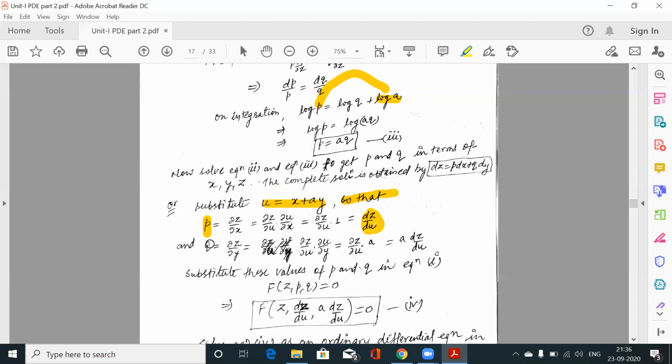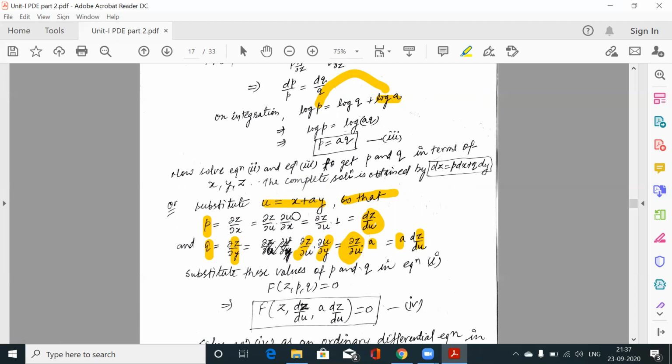Now again q, what is q? Q is del z over del y. Again we have changed y into u, so del z over del u into del u over del y. And what is del u over del y? From here, del u over del y is equal to 0 plus a. So del u over del y is small a. So we get a into del z over del u, and again because now z is a function of u only, the derivatives would be ordinary instead of partial. So del z over del u is dz over du into this a. So a dz over du. So p is equal to dz over du, q is equal to a dz over du.